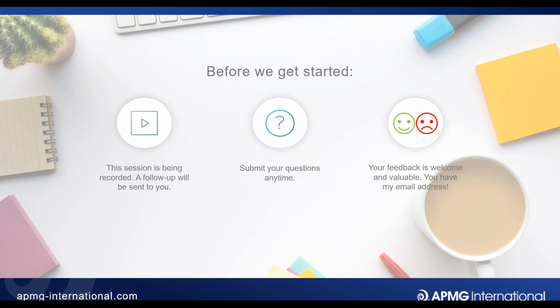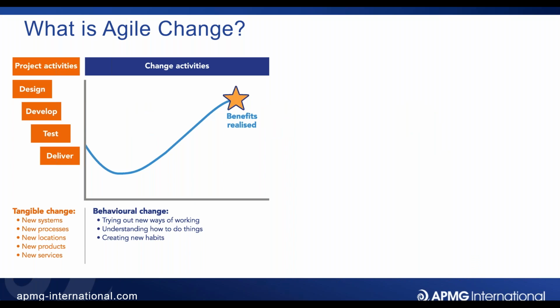So what on earth is Agile change management? That's the first thing I think we'll go for. So really what Agile change is doing is bringing together the project activities that create the tangible change. So anything where we're creating something new. So we might be procuring and wanting to implement a new system. We might be doing an organizational redesign, or we might have a new product or service that we want to launch for our customers.